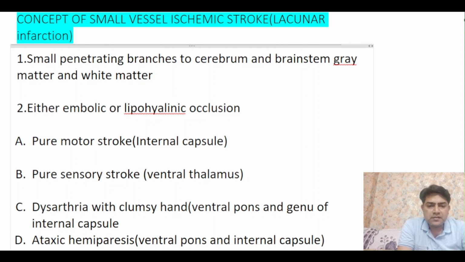Now, there can be a pure sensory stroke if the thalamus is involved. Now, there can be dysarthria with clumsy hand where the ventral pons and genu of the internal capsule are involved. Or there can be an ataxic hemiparesis when the ventral pons and internal capsule are involved. So, these are the names which you can remember, and you will see them in your clinical day-to-day practice. These are also the cases which we get in our regular practice.